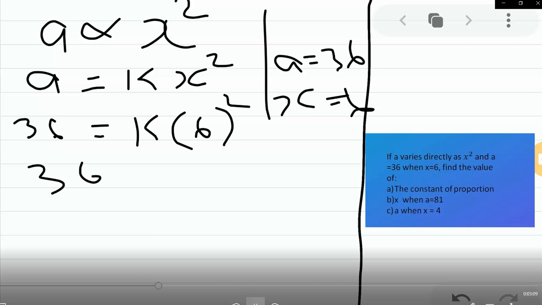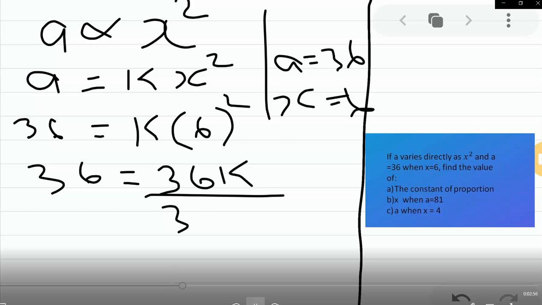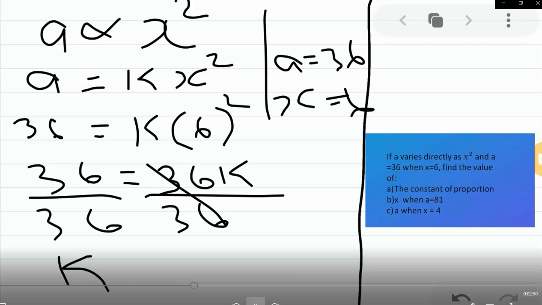So 36 is equal to, what is 6 squared? 36. So 36 is equal to 36k. And only one k, so we divide both sides by 36. So that means k is equal to 1. And so now we have k is equal to 1.